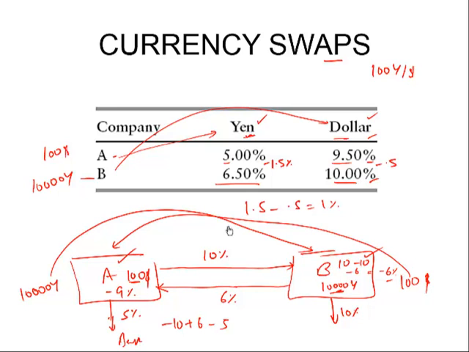So B gives A $100 and receives 10,000 yen. They pay the agreed upon interest rates. B pays in yen, A pays in dollars. And at maturity, B receives the dollar back, or A pays the dollars back, and A receives the yen back, or B pays the 10,000 yen back that he had initially taken from A.